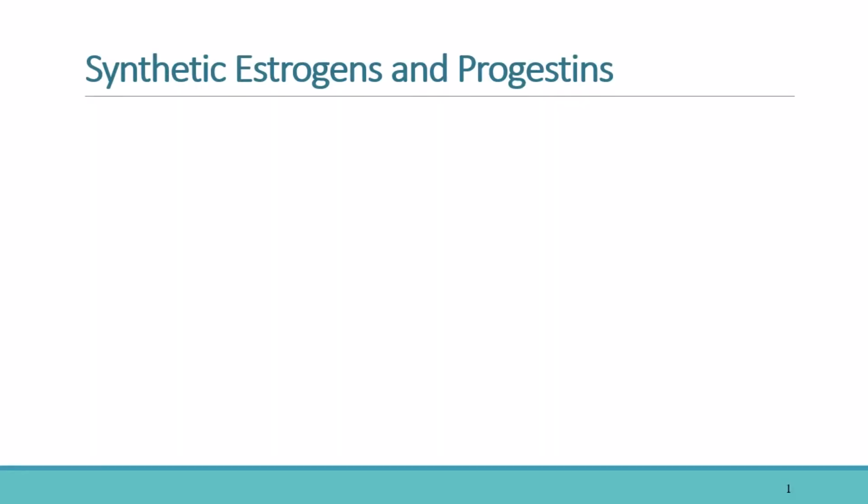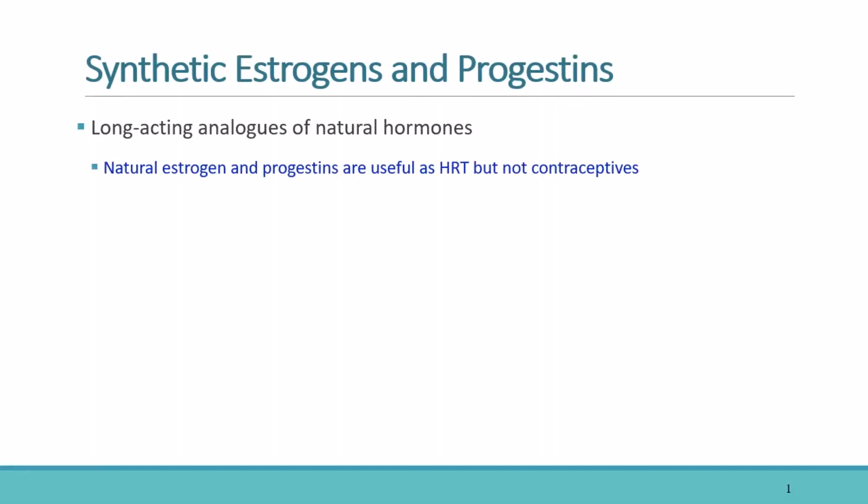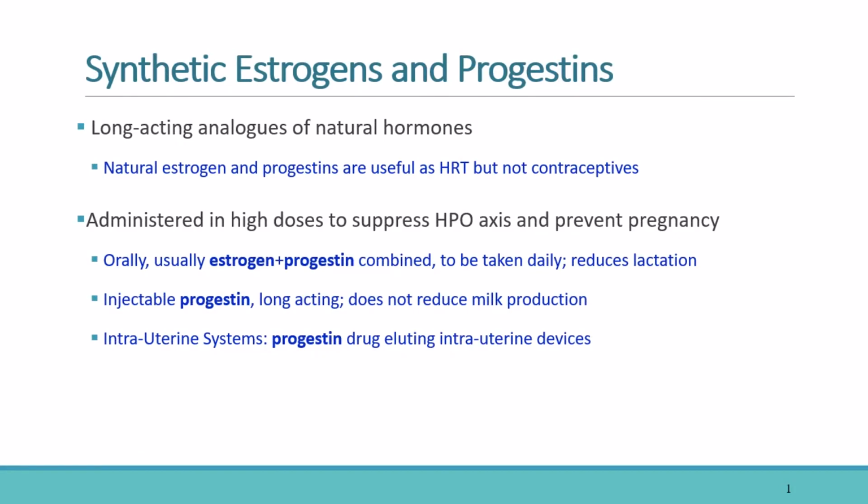Synthetic estrogens and progestins are long-acting analogues of natural reproductive hormones. Natural hormones themselves are useful in hormone replacement therapy but are generally not ideal contraceptives because of short duration and inadequate suppression of ovulation. Contraceptive formulations use synthetic compounds with greater oral bioavailability and longer duration of action.